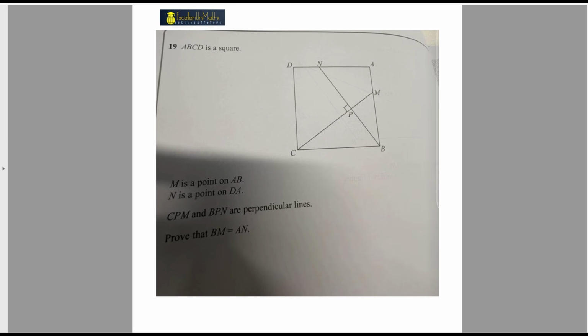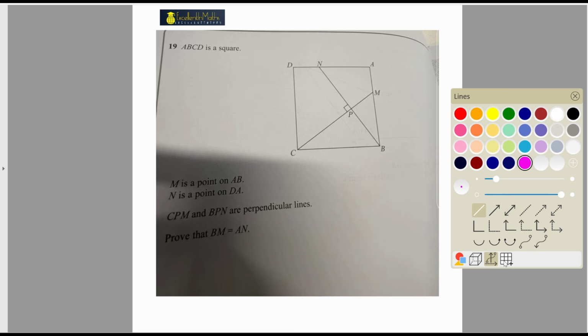Oh, I think this one, some people find it hard, but actually it's not that hard. You're given that N is a point on this line and M is a point on this line and the whole shape is a square, and these are perpendicular. We really need to use that. You can't just be given something in the exam and not use it. The best way to do that is to draw the triangles separately to see clearly what's going on.